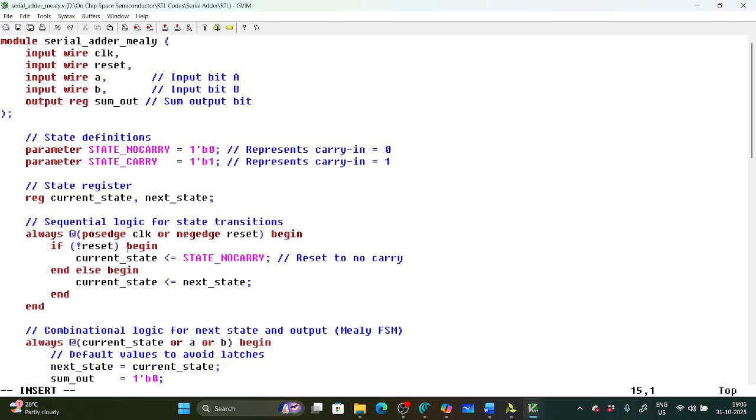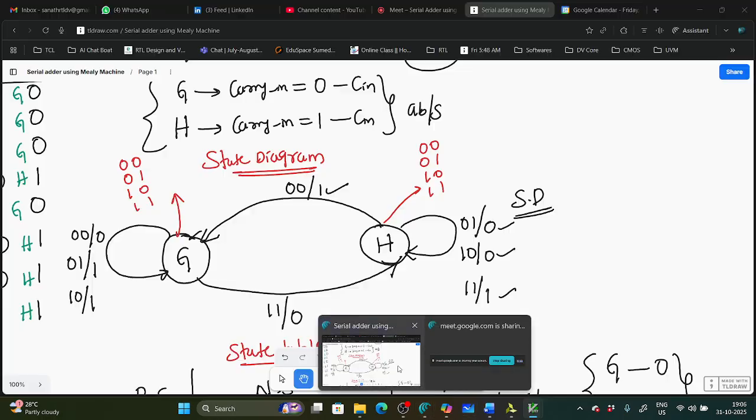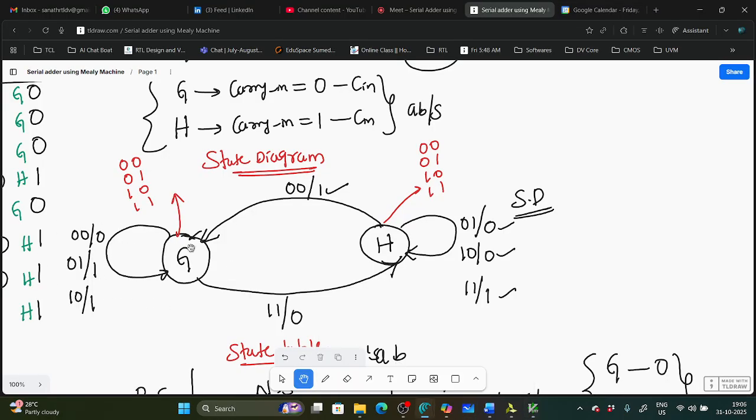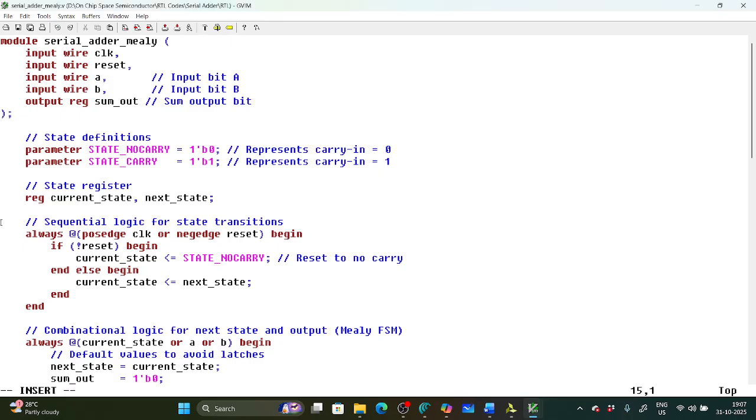Begin. If not reset, current state goes to state_no_carry, so it resets to no carry. Else, begin, current state is assigned the next state. Suppose if you are getting a carry, it will be in the same state only. If you are not getting a carry, it will go to the next state. So carry equal to 1 means it will go to the next state. That is the meaning of this. This is the sequential logic for transition.